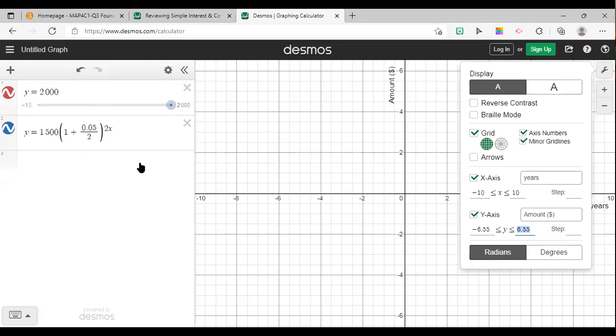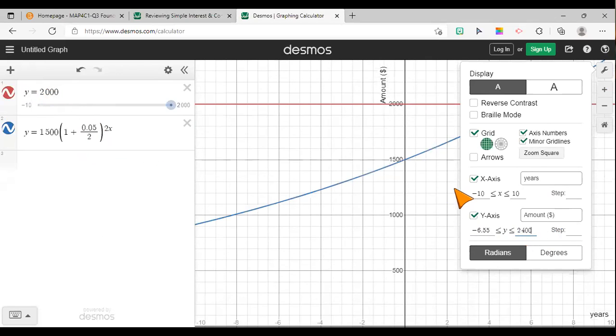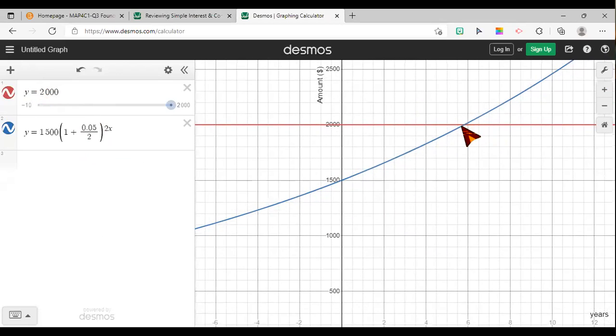So we're looking for it as 2,000. I'll make it slightly over 2,000 so that I can see it. Okay, our point of intersection, 5.825 and 2,000.